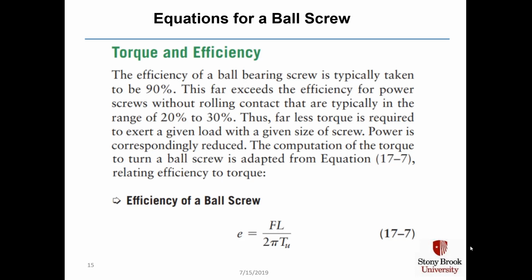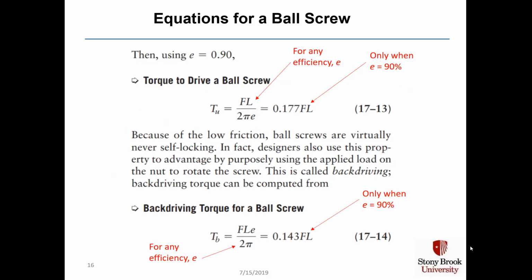The efficiency of a ball screw is E equals FL over 2 pi times T up. And if we use E equals 0.9, that equation devolves to T up equals 0.177 FL.